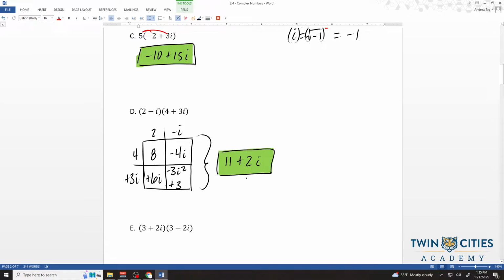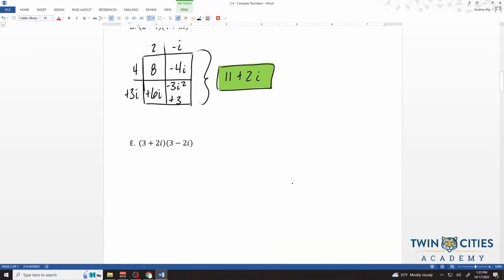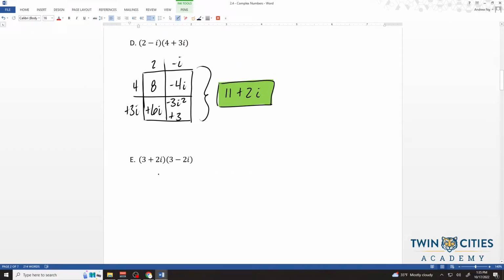Let's do another one like that. Here in example E, I've got 3 plus 2i times 3 minus 2i. So just like example D, I'm going to set up another box. I'll put 3 plus 2i along the top, and 3 minus 2i along the side.